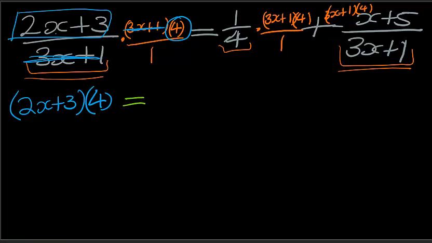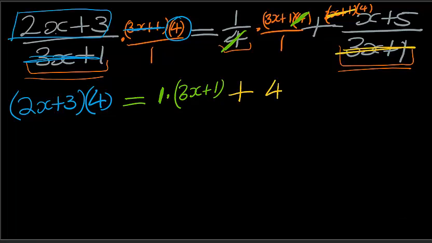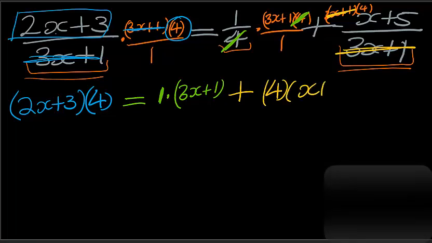And that is going to be equal to, 4 cancels with 4, so I have 1 times 3x plus 1. And then my third one is going to be plus, that cancels with that, so it is 4 times x plus 5.